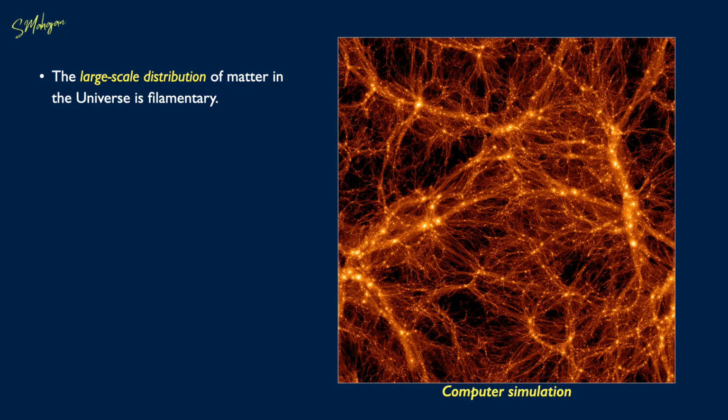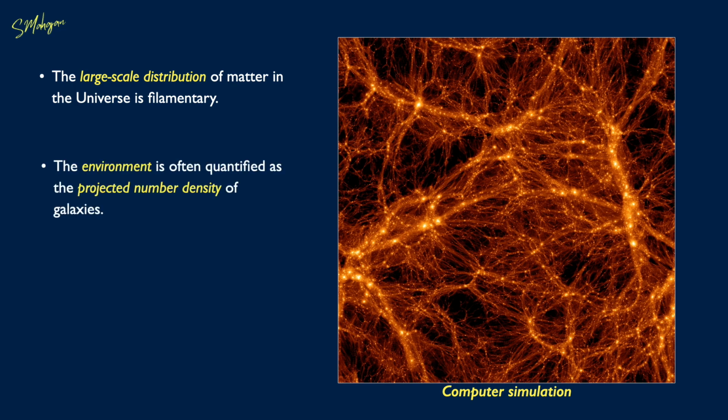As we discussed in one of our earlier videos, the universe is laid out such that all matter in the cosmos lies along large filamentary structures. The environment is quantified as the projected number density of galaxies. The structure of the cosmic web itself can be categorized into three distinct yet continuous environments in which galaxies can live: the clusters, filaments, and voids.